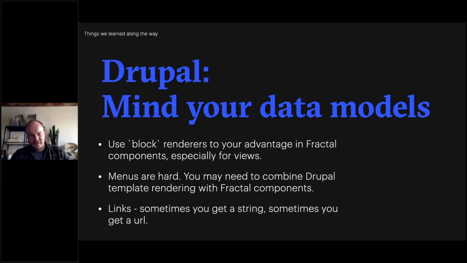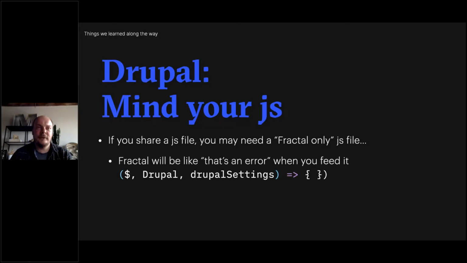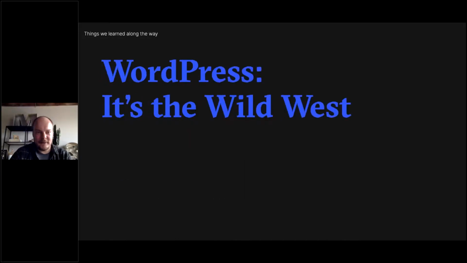Also links, sometimes you're going to get a string, sometimes you're going to get a URL. Maybe it's better to think about your data models beforehand and ask how am I expecting to get a button laid out? Should it be a link inside of a wrapper that then styles that link, versus always having a link with a class on it? Also JavaScript is important. You can't just share a JavaScript file between Fractal and Drupal because with Drupal you end up passing in Drupal settings. If you try to run that in Fractal, you're going to get a console error and JavaScript is going to stop running. So you should really have separate app files and Fractal files.